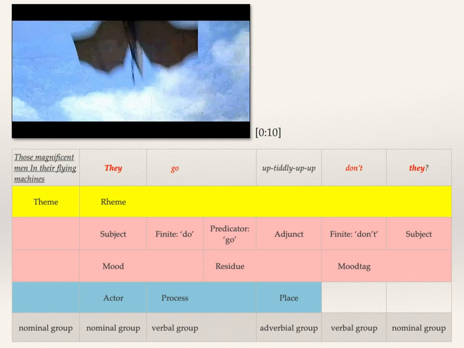And if you look at this passage from the song and listen to it, you get a sense of how it works in the construction of the meaning of the song.